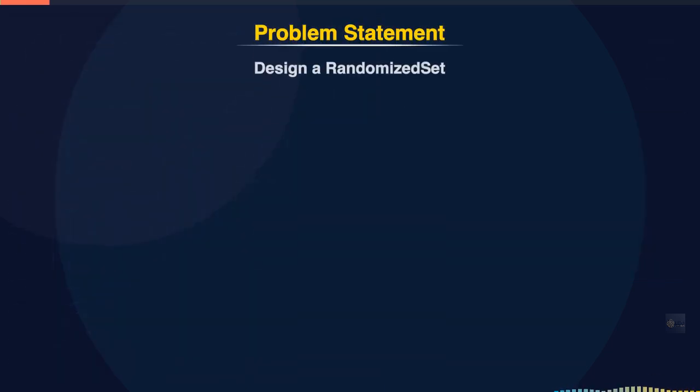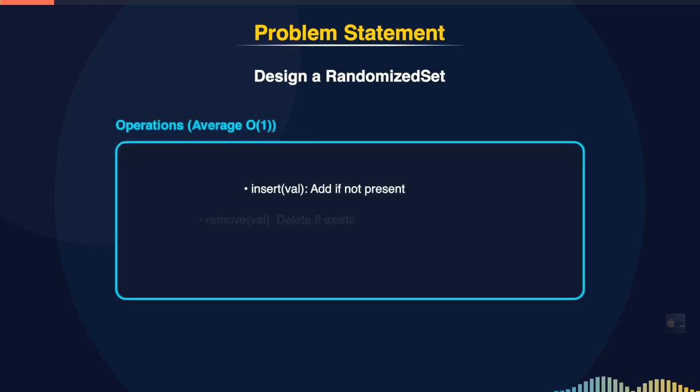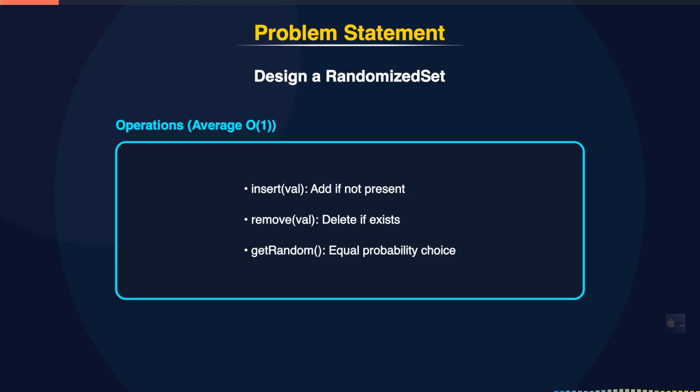Our task is to design a data structure that supports 3 main operations, all in average O(1) time complexity. First, insert a value if it is not already present. Second, remove a value if it exists. And third, getRandom, which should return a random element from the set where every element has an equal probability of being chosen.